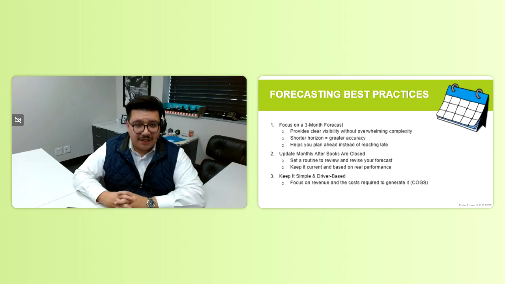One of the big things that I preached in the first step is making sure that you update your monthly books. You update the forecast monthly after the books are closed. So try to set a routine to review and revise your forecast to keep it current and based on real performance. So this is not a one and done. I'm not going to do my forecast for 1 month and not do it for a couple different months. You always want to have that pace: my books are closed, I reviewed the financials, and then I'm going into that forecasting mindset.